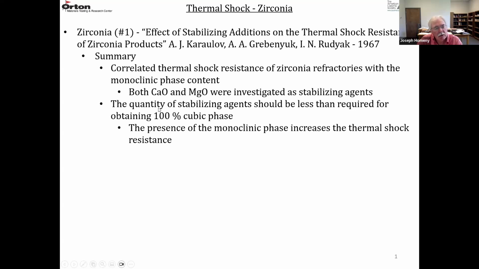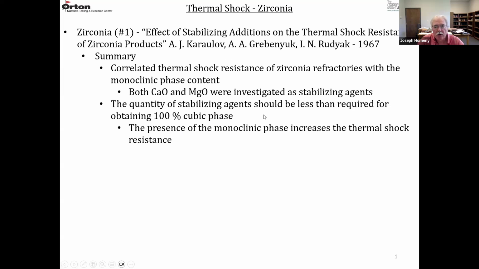And basically the amount of the stabilizing agent that is used has to be less than that required to stabilize zirconia totally in the cubic phase. So CaO and MgO contents have to be less than required for complete stabilization, because you want to keep some of the monoclinic phase present. That increases the thermal shock resistance. When it goes through the transformation, it makes micro cracks and so on.